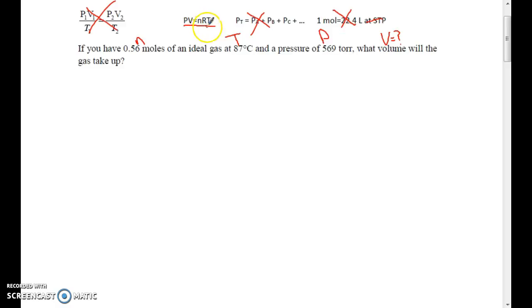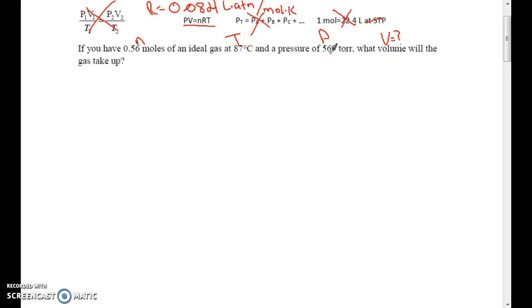The one thing that's not mentioned in the problem is this R, and R for us is the universal gas constant. It is 0.0821 liters atmospheres per mole K. So since R has those specific units for us, we have to make sure the units in the problem match the units for R. So moles is good. The temperature is given in Celsius, so we have to convert that to Kelvin. The pressure's in torr, we have to convert that to atmospheres, and we're going to solve for volume.